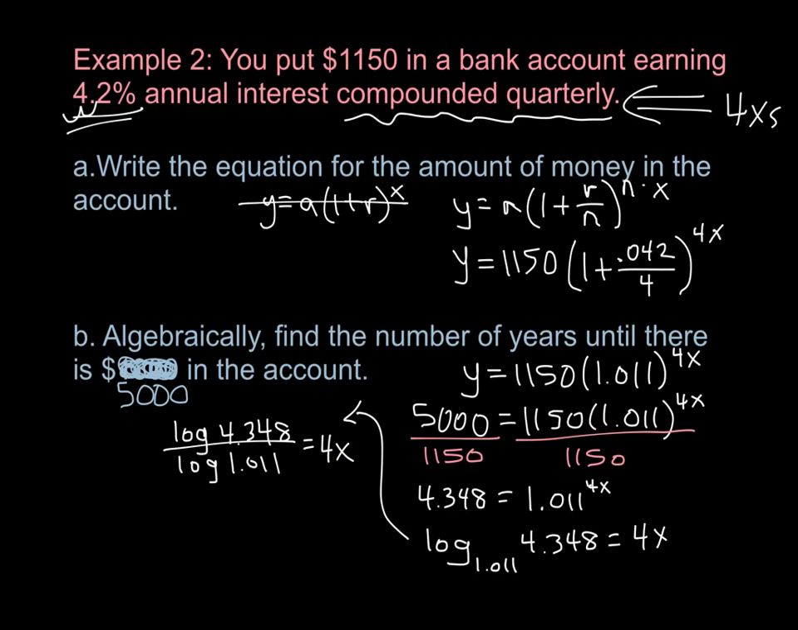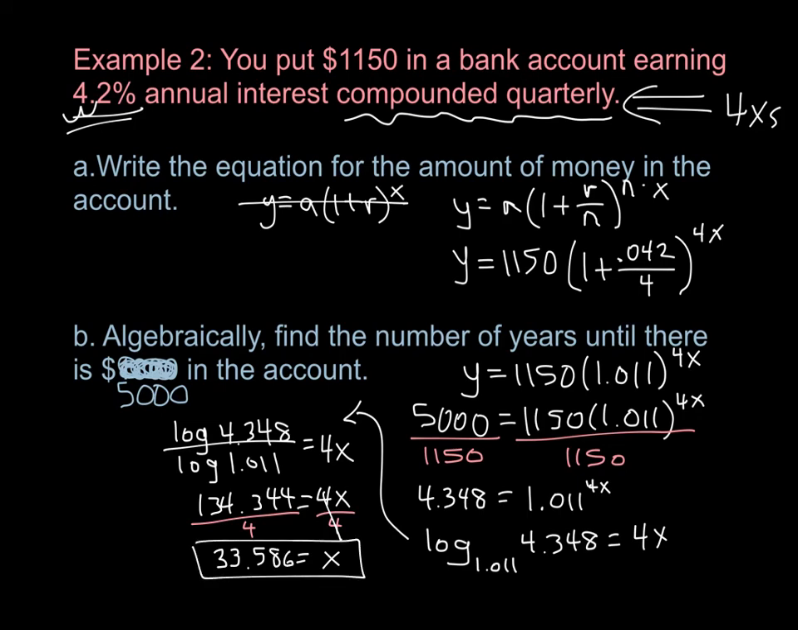All right, and when we divide that out, we get 134.344 equals 4x. And then we divide both sides by 4 to get x completely alone. And now we know that x equals 33.586. So how long will it take to accumulate $5,000 if we put $1,150 in a bank with 4.2% annual interest? The answer is about 33.5 years. All right, that is it for now.